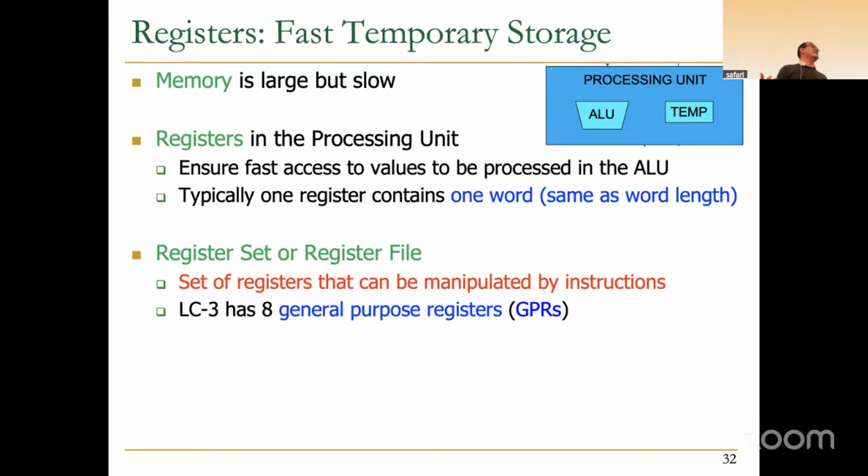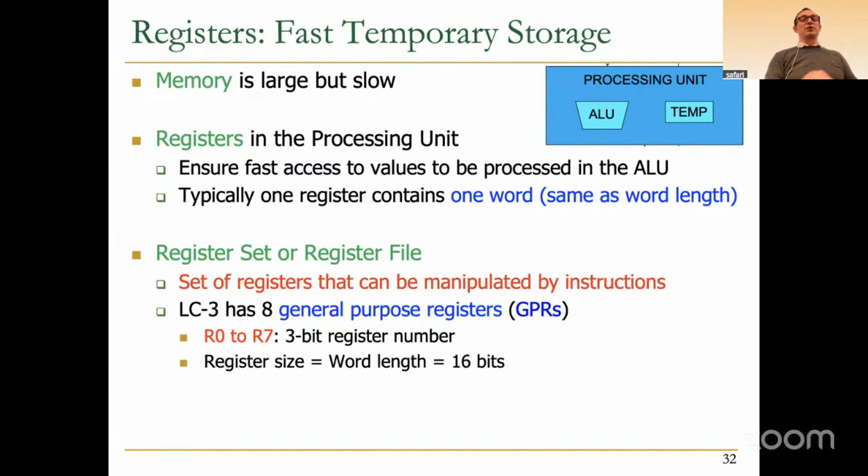LC3, for example, has 8 general purpose registers, and they're numbered R0 through R7. Because you have 8, you need 3 bits to specify a register. So you can think of this as a small memory that has 8 locations, where each location stores a word. Register size equals word length, as I said.